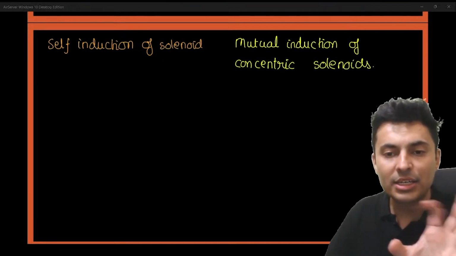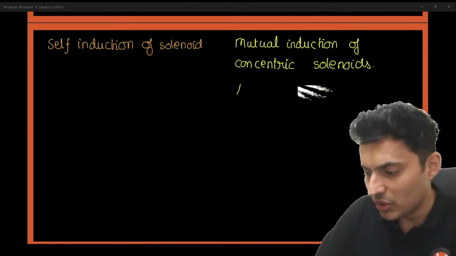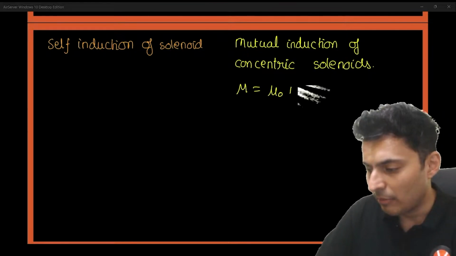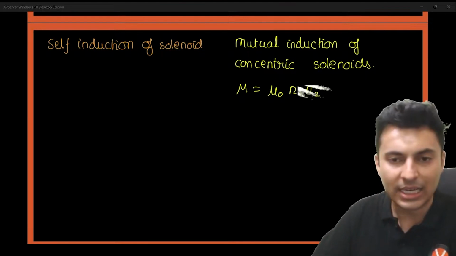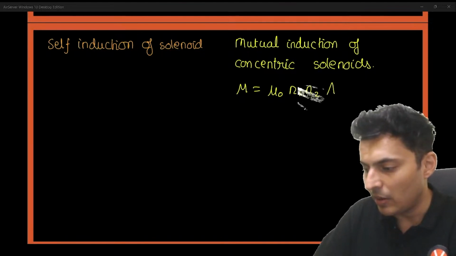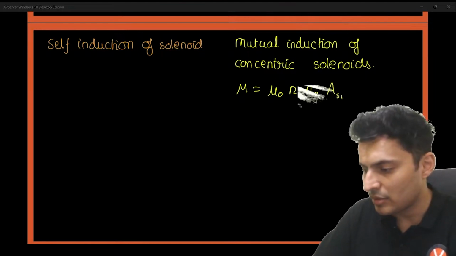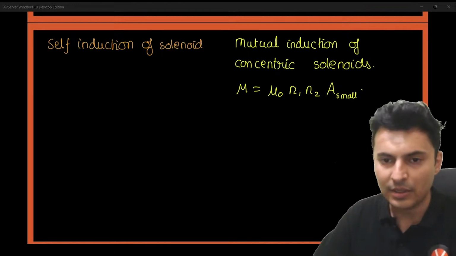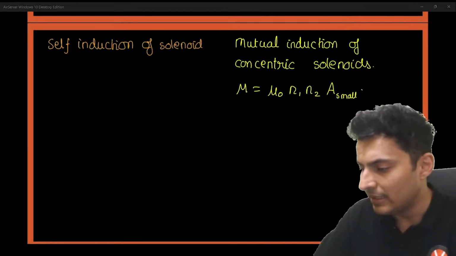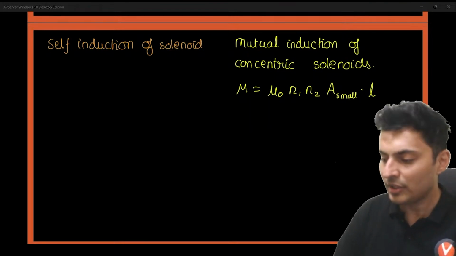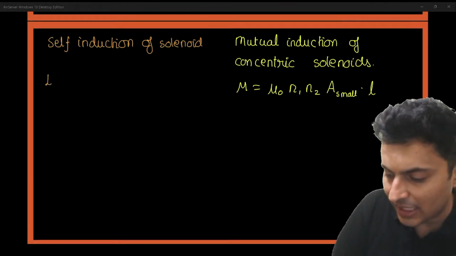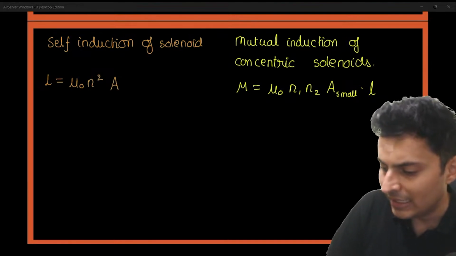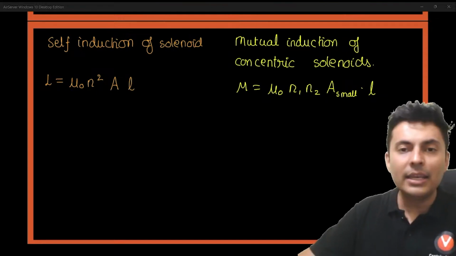So when you have mutual induction of concentric solenoids, the mutual induction formula looks something like this. Mu naught, number of turns per unit length in the first coil, number of turns per unit length in the second coil, then the area of the smaller coil, and then the length of the solenoid. Similarly, for self-induction, it is mu naught n square, area of that coil, and the length of the solenoid.